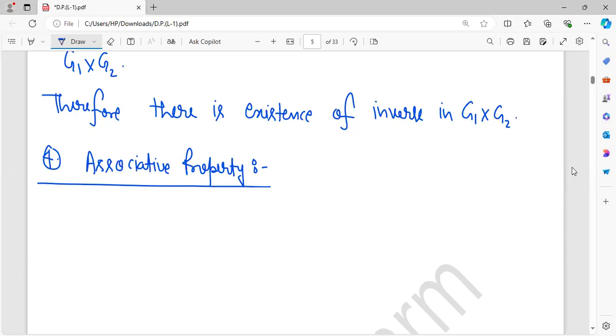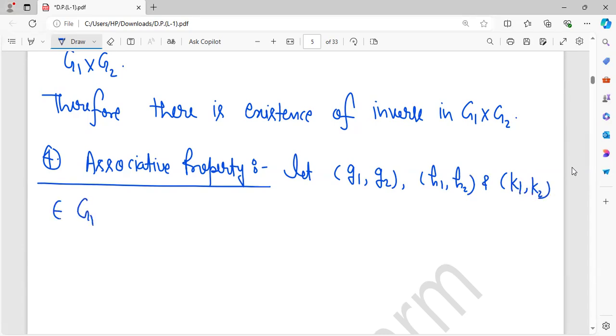Fourth one is associative property. So let (g1, g2), (h1, h2) and (a1, a2) belong to G1 Cartesian G2. Okay.